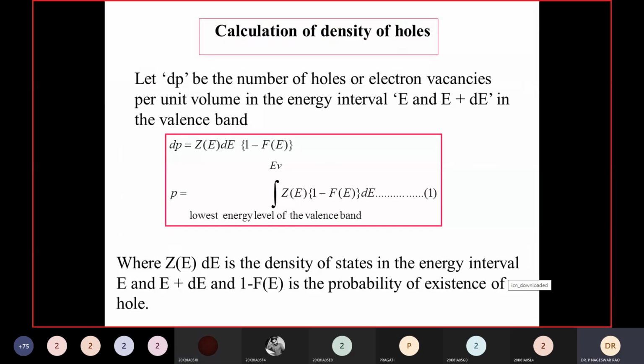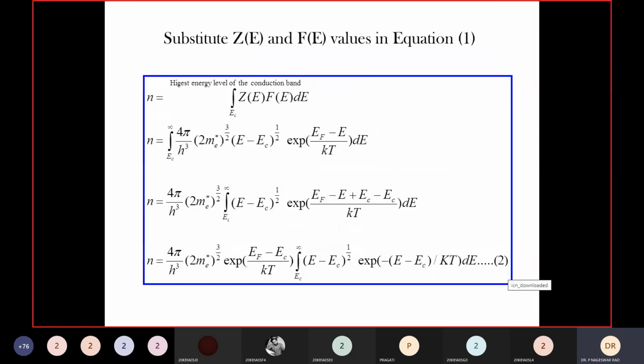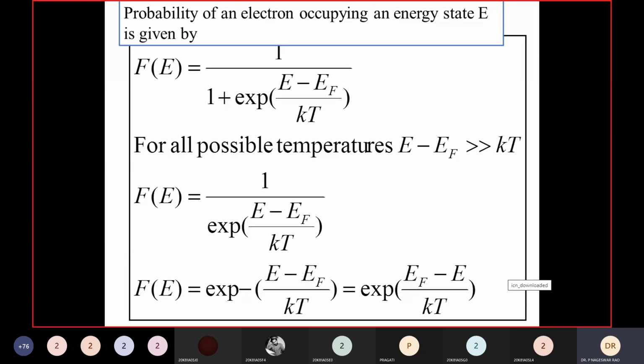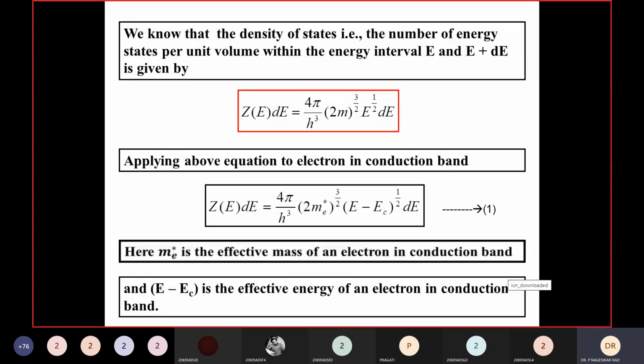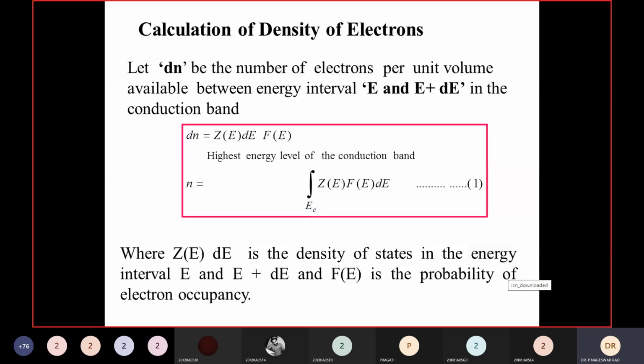Okay. So yesterday we discussed the carrier concentration of intrinsic semiconductor, and there are two parts. The first one is the calculation of density of electrons. The second one is the calculation of density of holes. For finding the intrinsic carrier concentration, first we have to find the density of electrons, and second the density of holes.